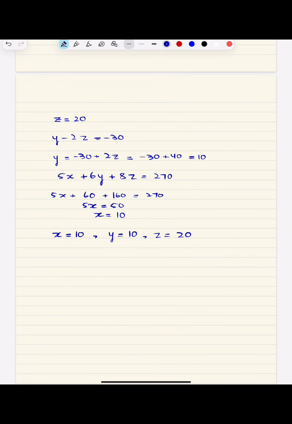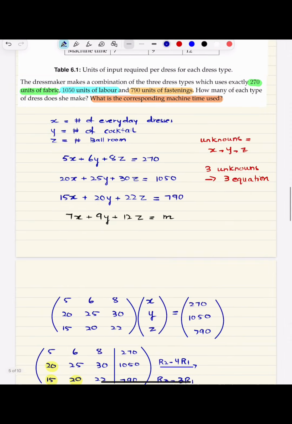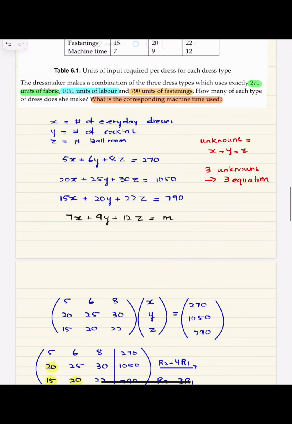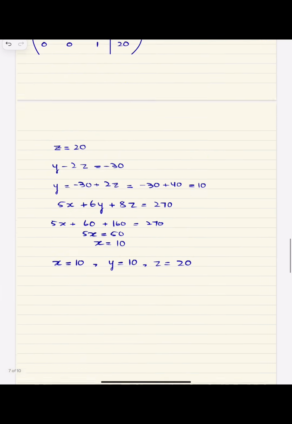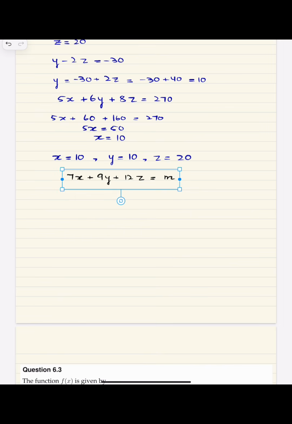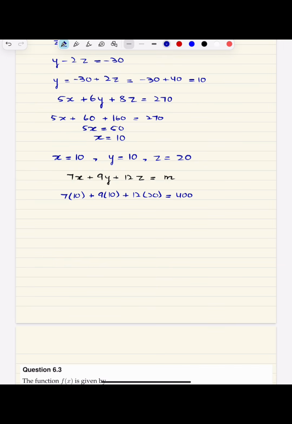So we want to find the corresponding machine time used. Since now we have the values of x, y, z, they have to satisfy this equation. So let's find the value of m. 7 multiplied by 10 plus 9 multiplied by 10 plus 12 multiplied by 20, and this becomes 400. So therefore the machine time which is going to be used is 400 units, whatever the unit was, hours, days, whatever.